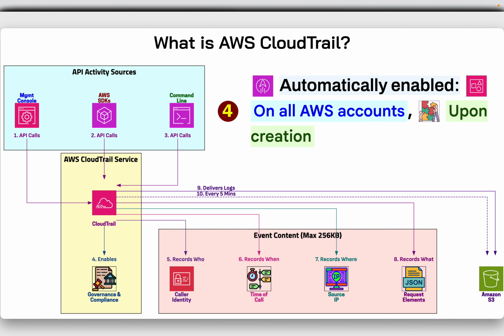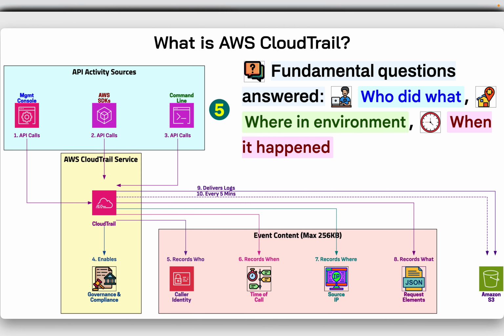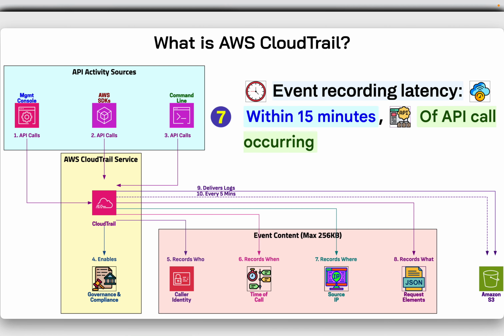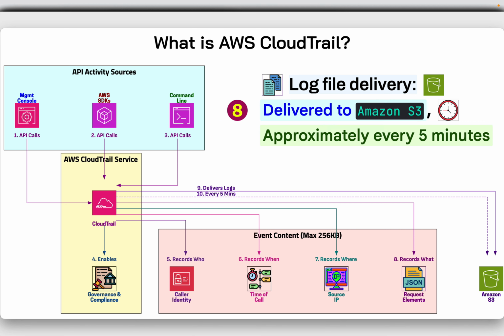CloudTrail is automatically enabled on all AWS accounts upon creation. The service answers the fundamental questions: who did what, where, and when in your AWS environment. CloudTrail operates regionally by default, but can be configured to log events across all regions. Events are typically recorded within approximately 15 minutes of the API call occurring.